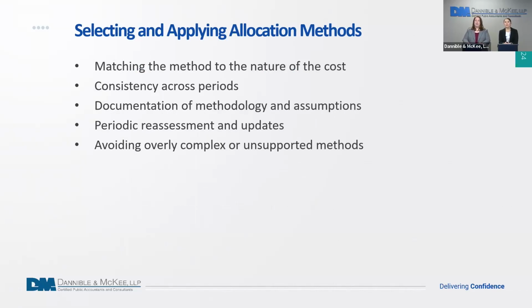Okay, selecting and applying allocation methods: matching the method to the nature of the cost. Having consistency across the period. As you go from year to year, yes, you can make changes, but it really should be pretty consistent going from year to year. Documentation of the methodology and the assumptions so that everyone knows how that's being done. Periodic reassessment and updates, and avoiding overly complex or unsupported methods.